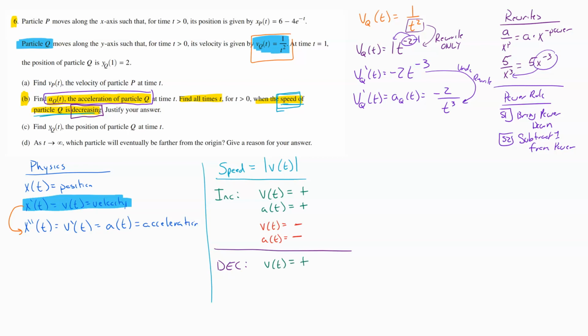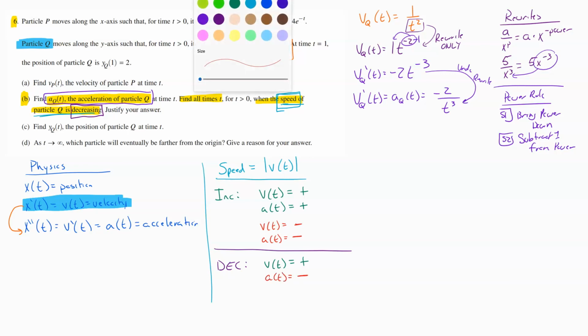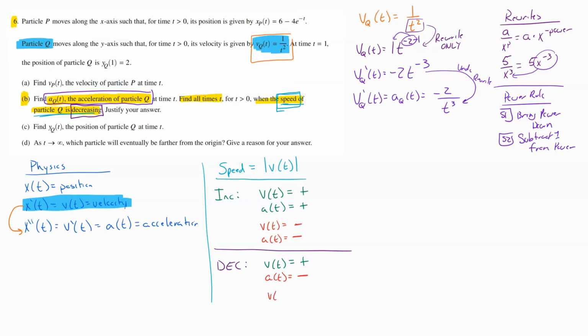So if the velocity is positive and the acceleration is negative, then we're decreasing our speed. And also the other way around, if our velocity is negative and our acceleration is positive, then we are decreasing our speed. And so on this problem here, we're on the lookout for this second part.